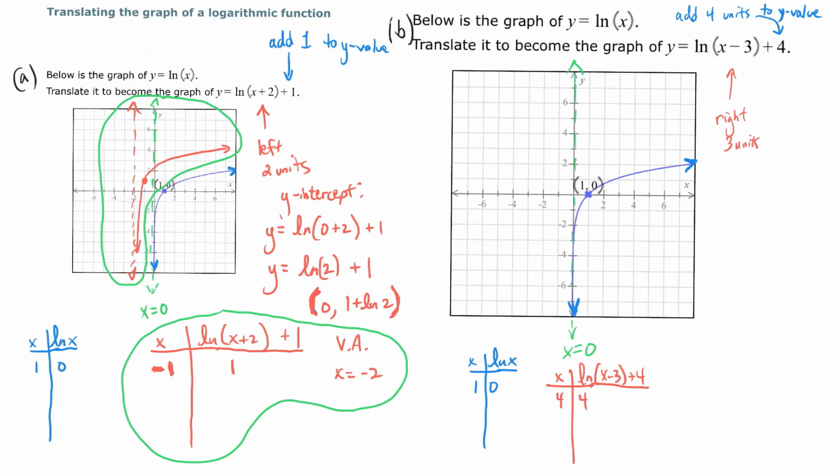So there's our chart. What happens to your vertical asymptote? That moves as well. The vertical asymptote moves right 3 units. So relabel your vertical asymptote, which is x equals 3. And let's plot 4, 4. And let's plot our logarithmic function. Make sure you put arrows at the end of your graph. It has to match your domain and range.